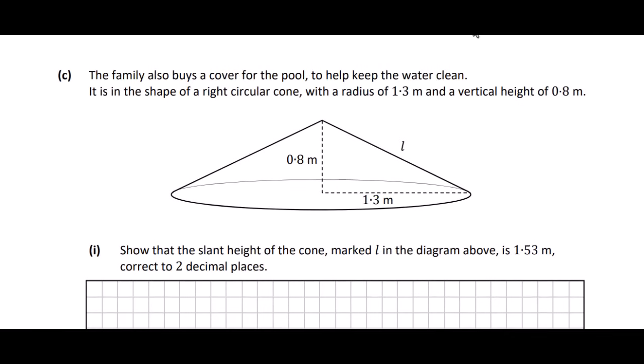Let's have a look at C. The family also buys a cover for the pool to help keep the water clean. It's in the shape of a right circular cone with radius 1.3 meters and vertical height of 0.8. Show that the slant height of the cone marked L in the above diagram is 1.53 meters, corrected to 2 decimal places.